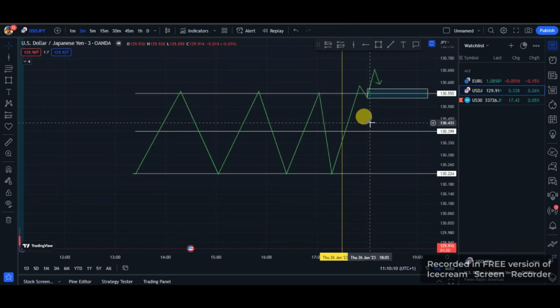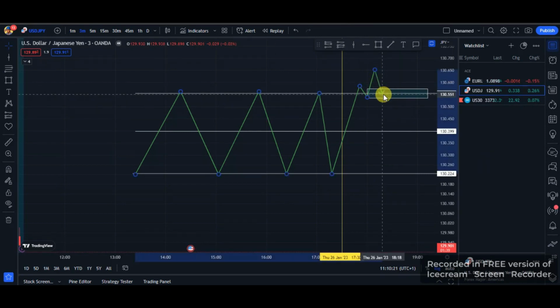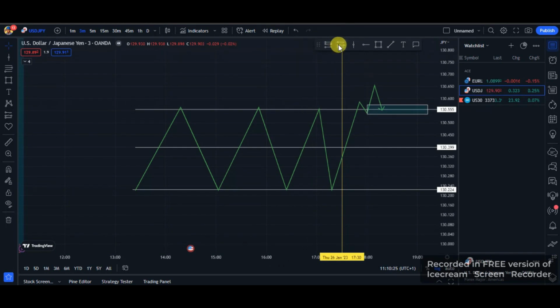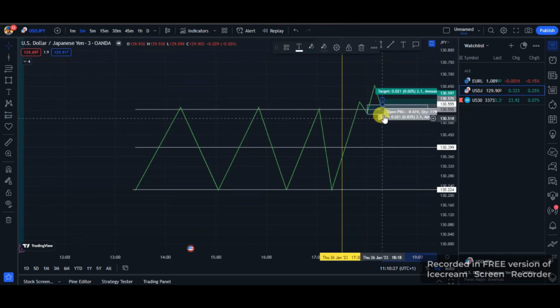So when I see a demand zone, which is a blue candlestick, I'm only looking to take trades for a buy. All right, and when I spot the yellow candlestick, I'm only looking to take trades for a sell. So let's say price retraces back into that demand zone. Definitely you want to take a trade here. You want to take a trade here for a buy.